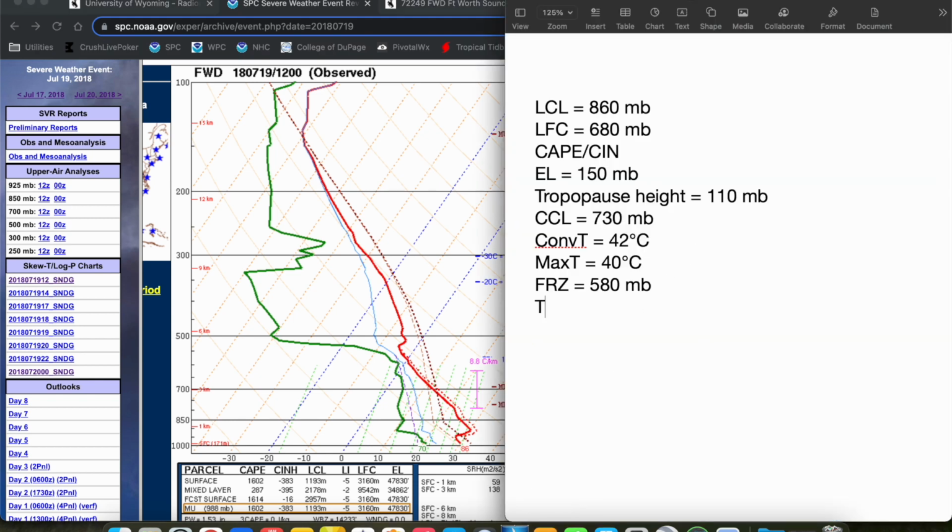For our purposes, let's go ahead and just plot the wet bulb temperature at the surface. We said it was about 22 degrees Celsius. So that's how you find the wet bulb temperature.